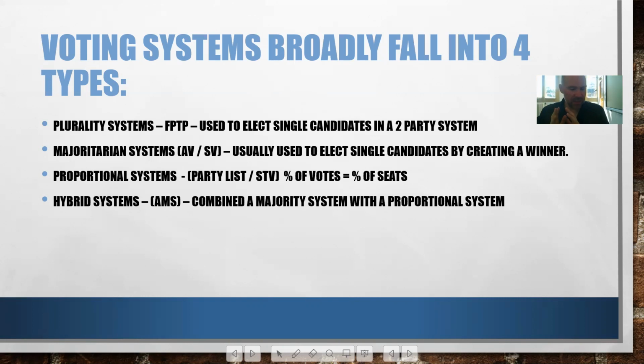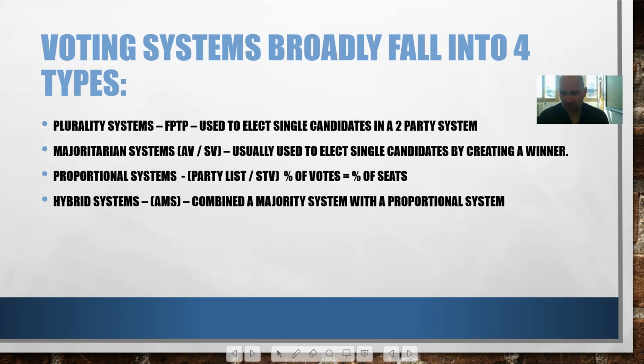Now, let me make a broader point here for a minute. I said this in the introductory video. Where possible, you try and choose a voting system that fits the kind of election you are having and the kind of country that you live in, or the kind of location that you live in.